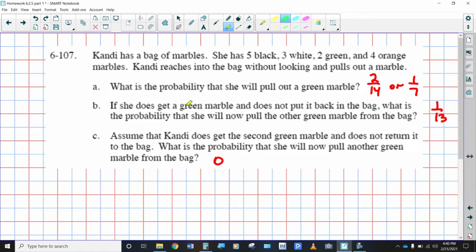If she does get a green marble and does not put it back in, what's the probability that she'll pull another green marble from the bag? Well, that means there would only be one of them in there, and only 13, so that would be 1/13. Assume that Candy does get the green marble and does not return it to the bag. What is the probability she'll pull out another green marble? Well, she can't, because at that point, there are no green marbles left of the 12 that remain in the bag. So that would be a 0 probability of that happening.